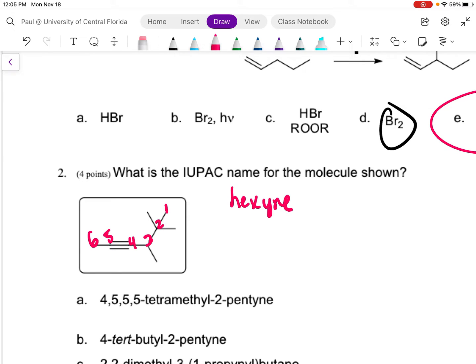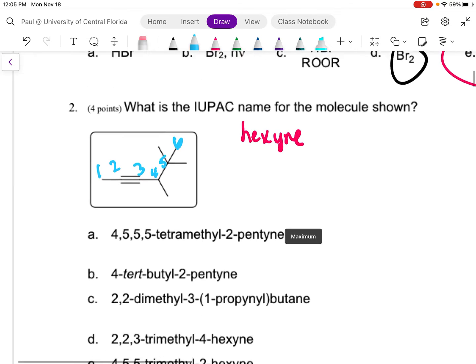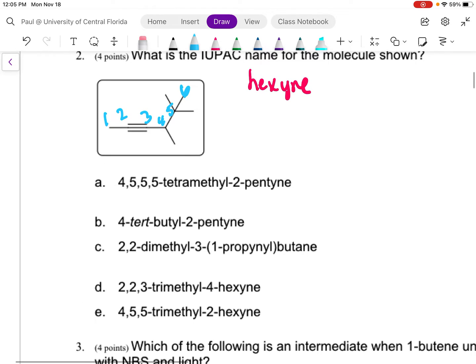Okay, but how we number that is very important, because we want to number it in such a way as to give the alkyne the lowest locant number. And numbering it from left to right would give us the right answer. And so the correct answer of all the answer choices would be E, because we have a methyl and we have 2 methyls right there.